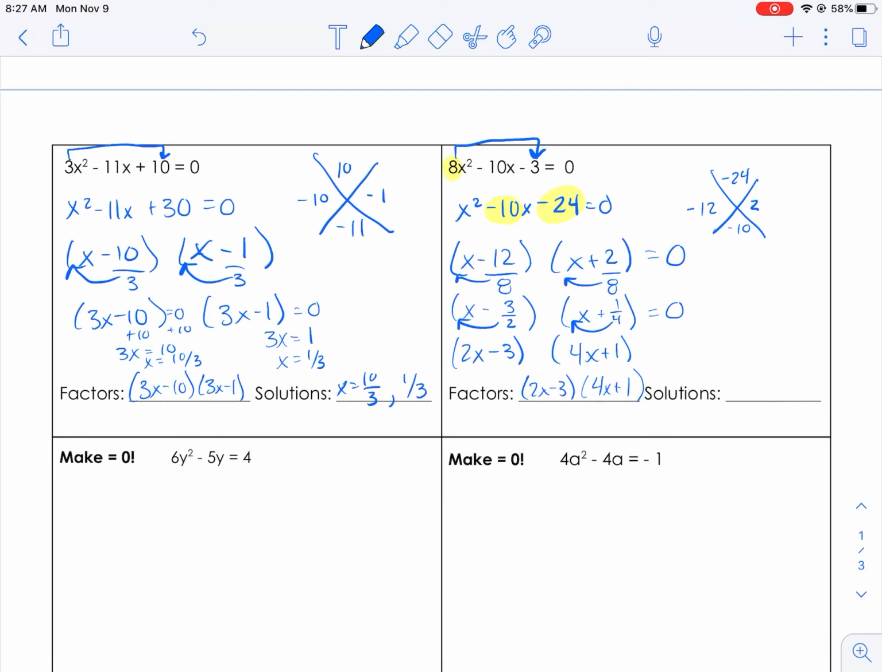And then we'll set them equal to 0 and solve. So for 2x minus 3, I'm going to add 3 to both sides and divide by 2. So x is 3 over 2. And then my other one, 4x plus 1, I'll subtract my 1 and divide by 4. So it's negative 1/4.